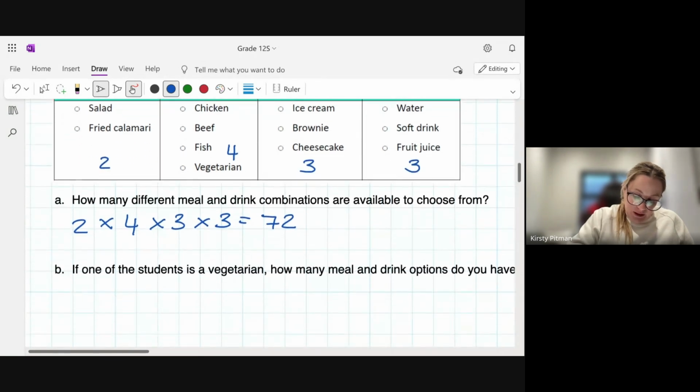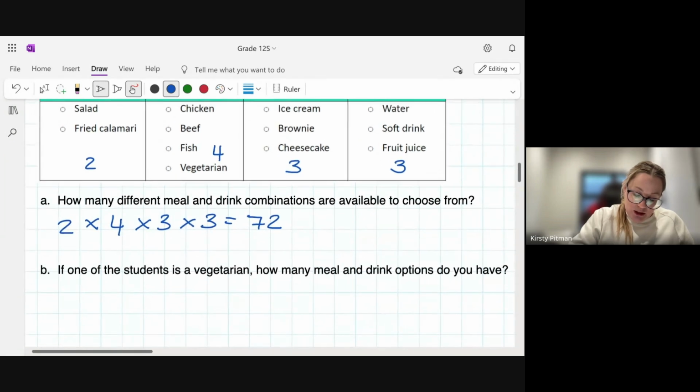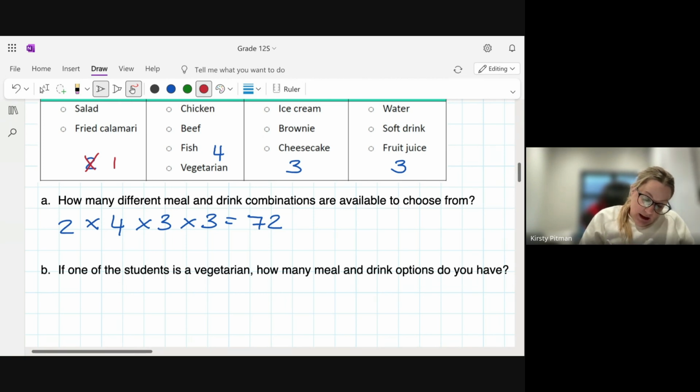If one of the students is vegetarian, how many meal and drink options would you have? Remember, vegetarians don't eat meat, they don't eat fish, they only eat vegetables. In the exam, if they had to ask you that, they would be super specific. They would tell you exactly what that person can't eat. So let's go give it a go here. If I've got a vegetarian person, then they can have salad. They definitely can't have fried calamari. So 1. For meal option 2, they can't have chicken, they can't have beef, they can't have fish. They can only have the vegetarian option. So 1.